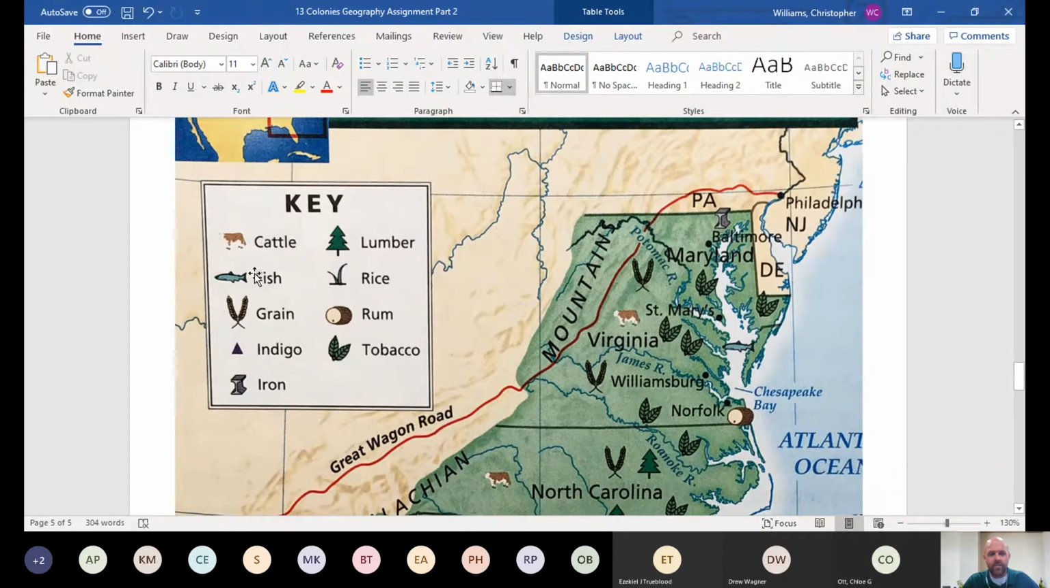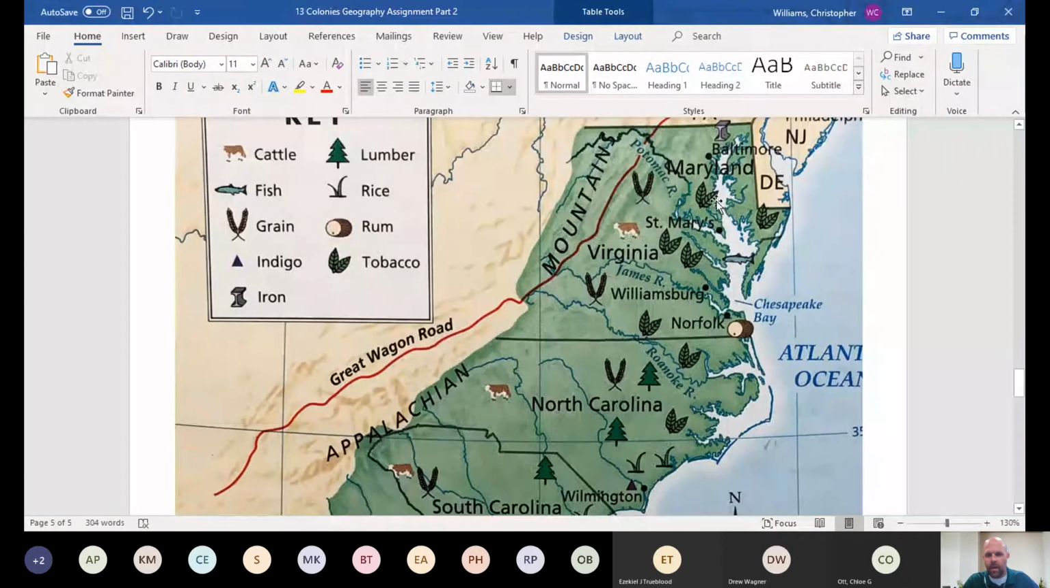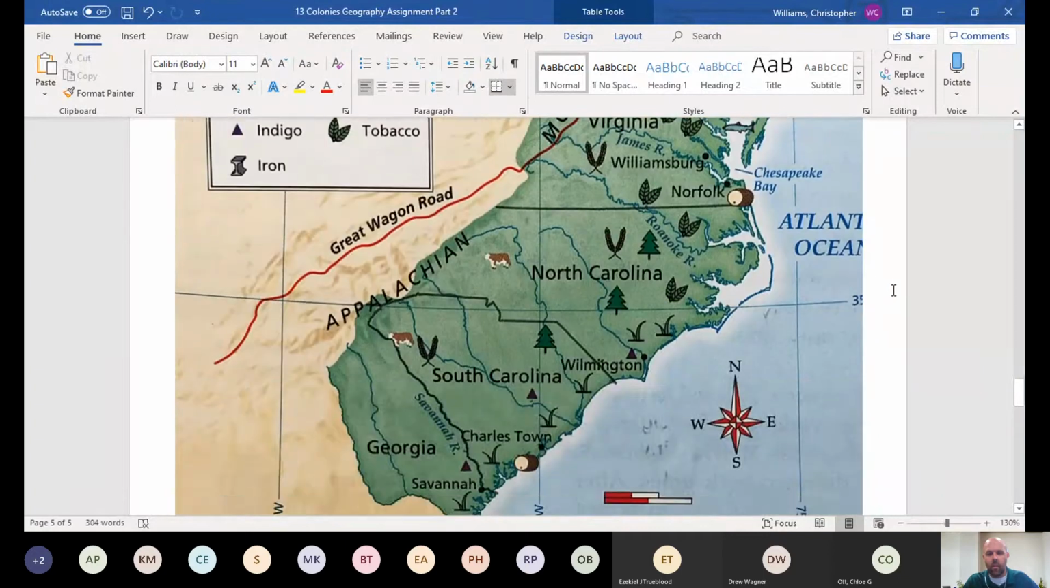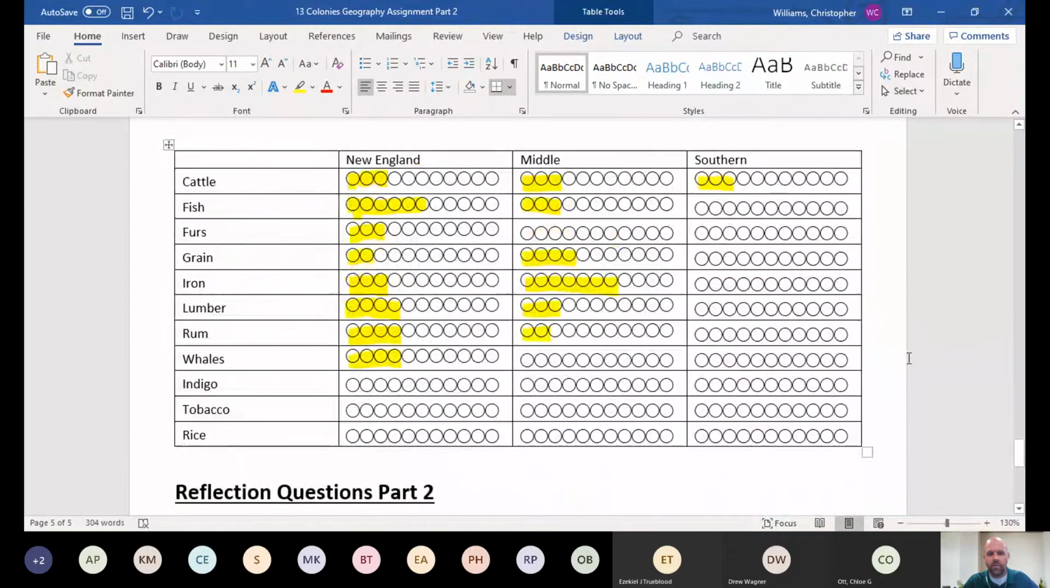There is. And here's one thing. If we see it on the key, it's going to have to be on the map. There is one in the Chesapeake Bay, which is that waterway that goes all the way up to Maryland. That was a fishing hub. It wasn't a major commercial fishing area, but you do see some minor fishing there. So we do have one. And again, if we see it on the key, it's going to be on the map.